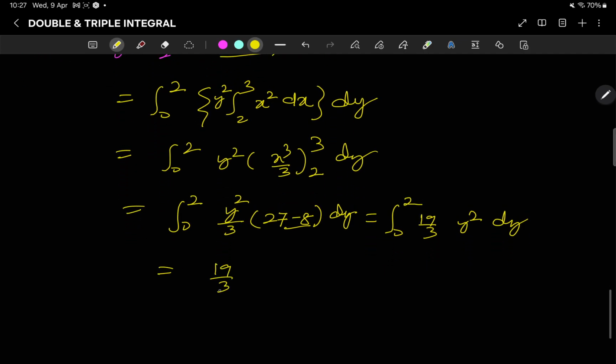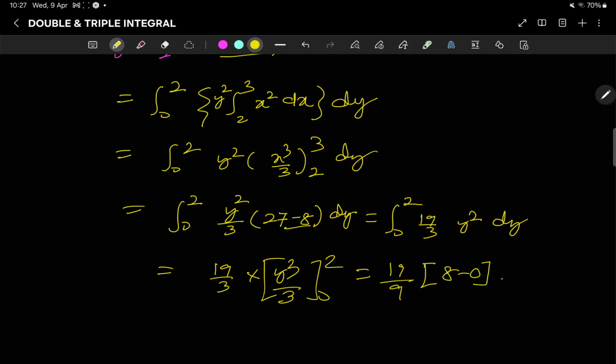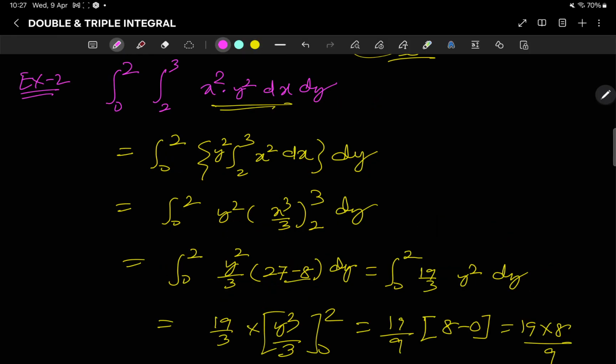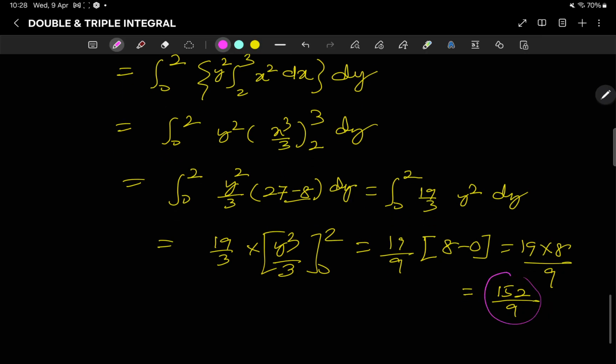So it is 19 by 3 into y cube by 3, with this limit 0 to 2. So it is 19 by 9, it is 8 minus 0. So this is 19 into 8 by 9. So this will give you 152 by 9.